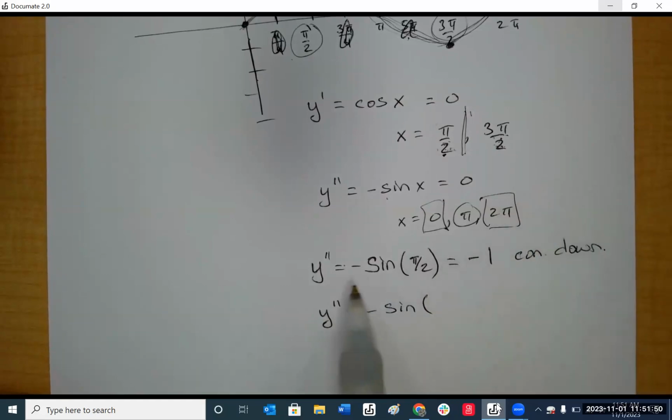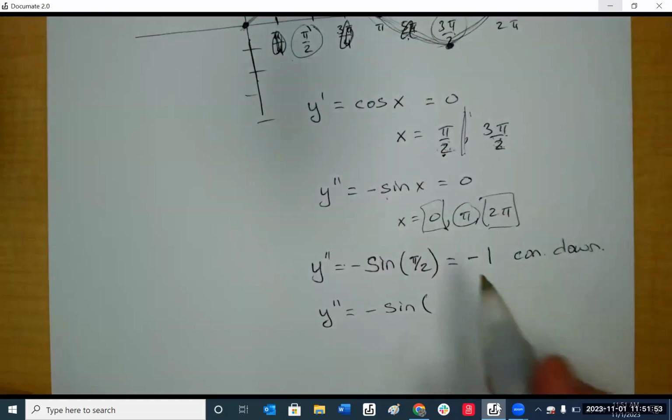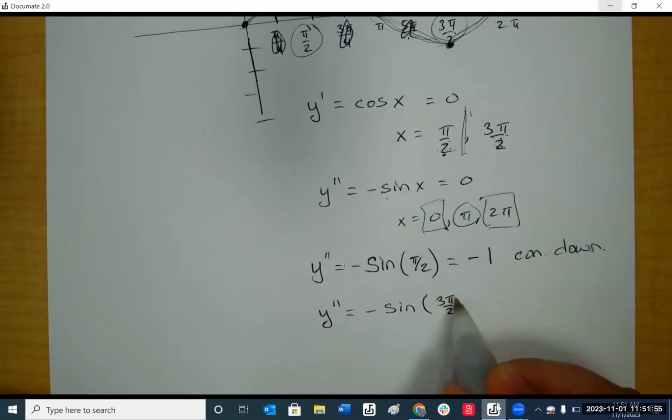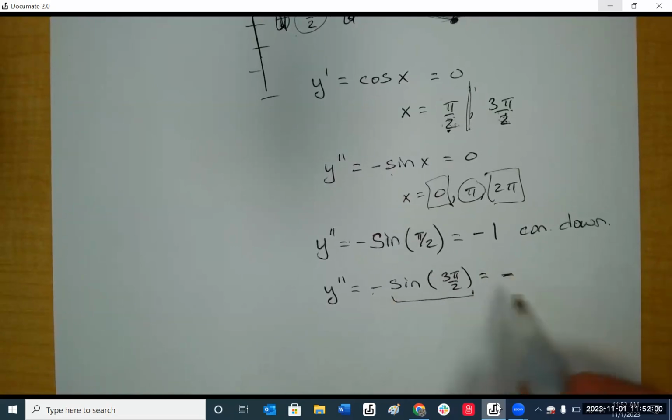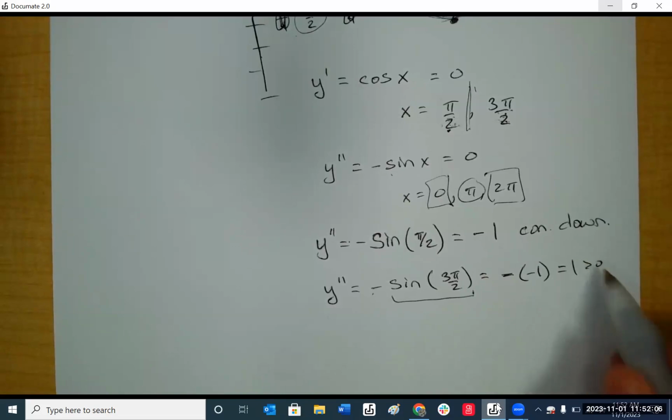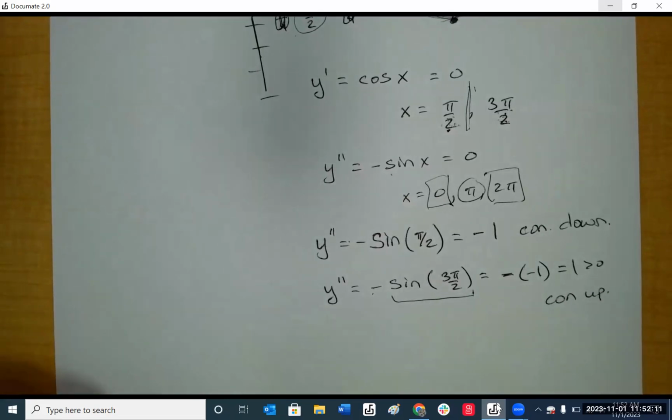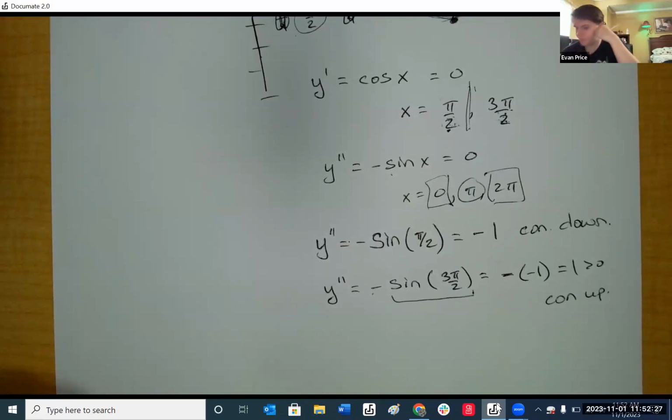Where's our second one we're going to use? We're going to use 3 pi over 2. So we have negative sine at 3 pi over 2, which is negative negative 1. It's greater than 0, so it's concave up. So far, so good? Yes.